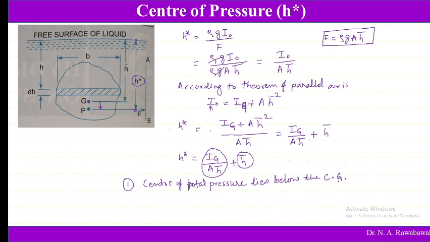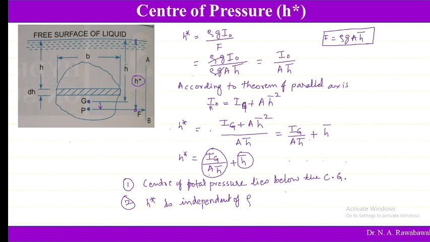And second is the distance of the center of pressure from the free surface of the liquid is independent of density. So here the term density is not going to appear in this equation. So H star is independent of the density of the liquid in which it is submerged; it does not play any role.